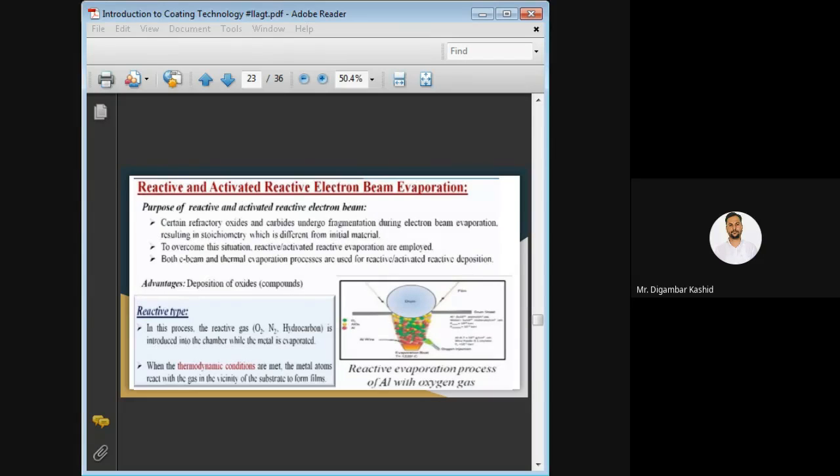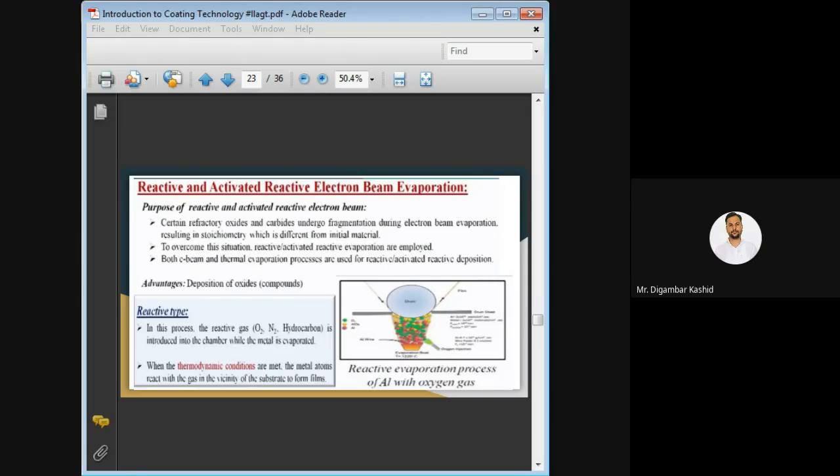Okay. So I was talking about the third sub type of the PVD, that is reactive and activated reactive electron beam evaporation. Actually this subtype is a combination of the first type, thermal evaporation, and the second, electron beam evaporation.